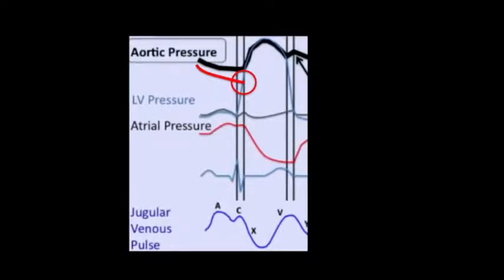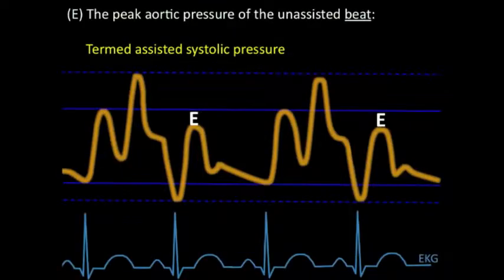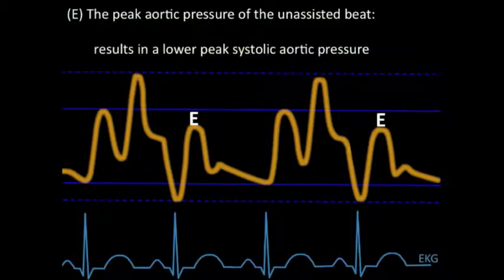And here we have the peak aortic pressure of the unassisted beat. So notice that the peak is slightly lower than normal. So before we had that blue line, the peak systolic pressure reached that. Now we're a little bit lower. So this is also an effect of the balloon deflation. So since we started systole at a lower pressure, we end systole at a lower pressure. So we get a lower peak systolic aortic pressure.